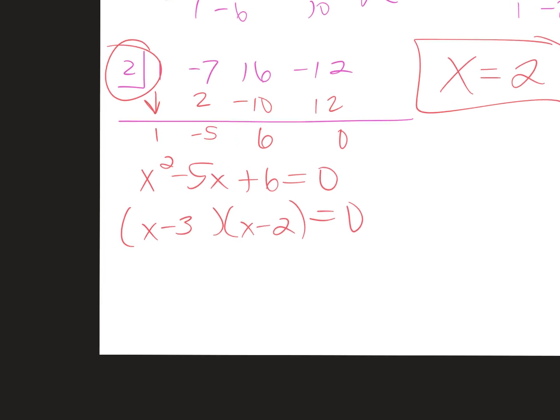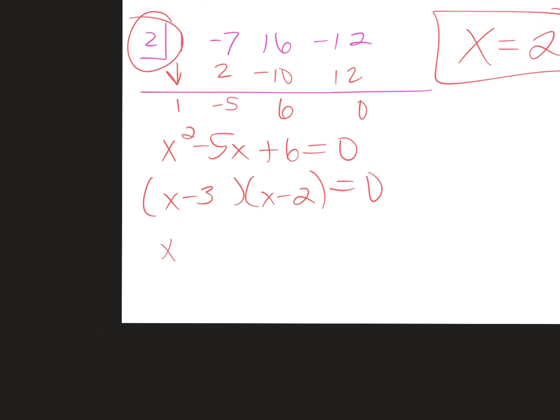Some people last period were like, well, 6 and 1 works. Guys, I get that 6 times 1 is 6, and negative 6 plus 1 is negative 5. But in order to get a multiplication answer that is positive, they either both have to be negative or both positive. So that's why 3 and 2 would have to be your answer here. So my other x values are x equals 3 and x equals 2.